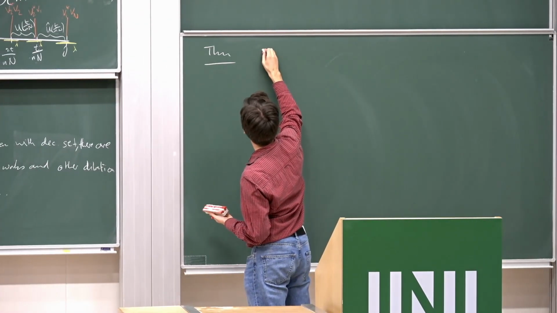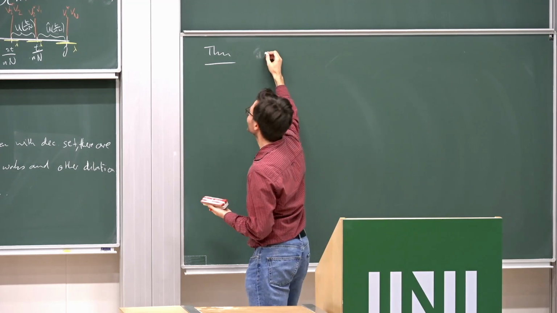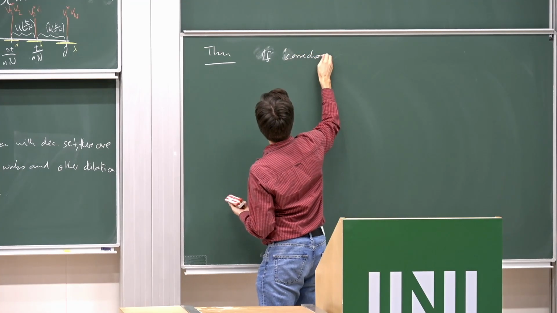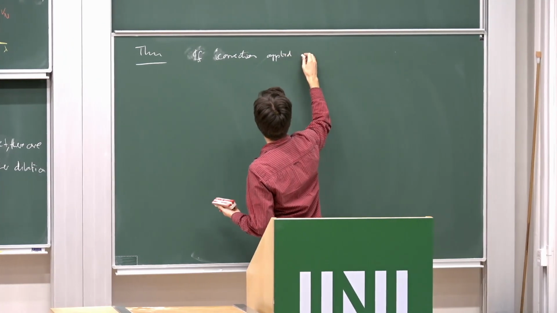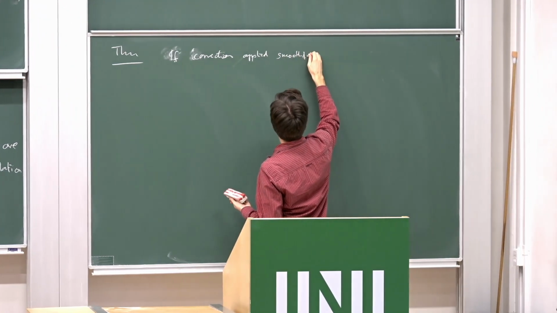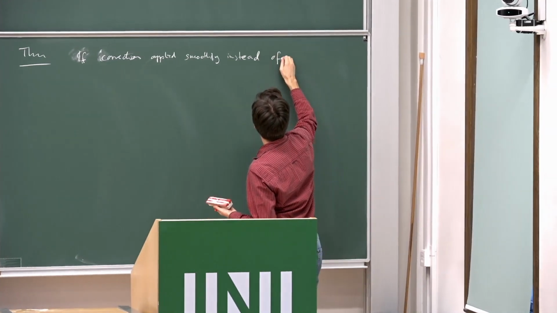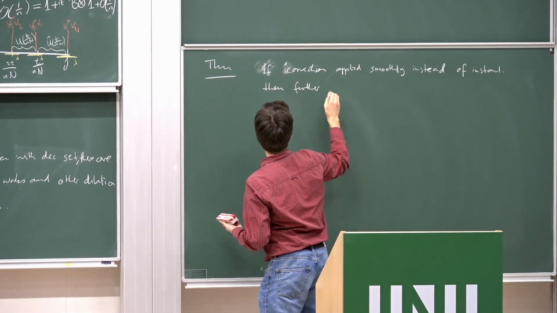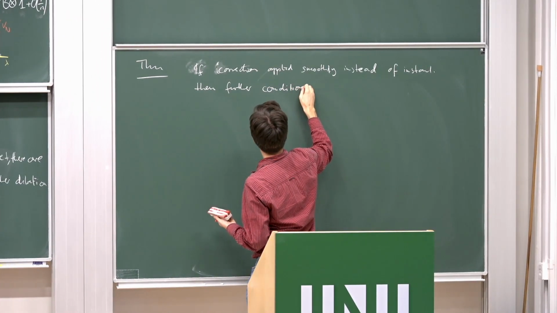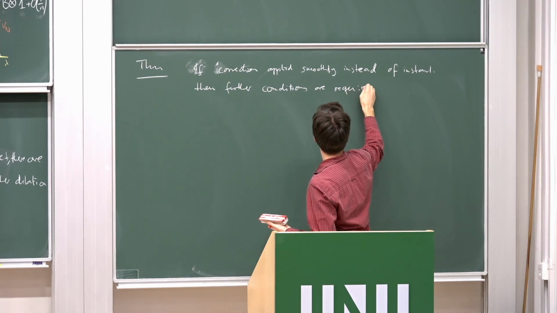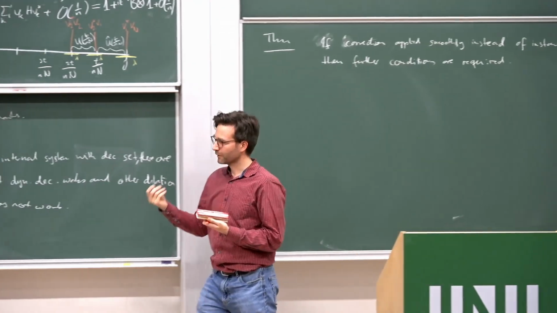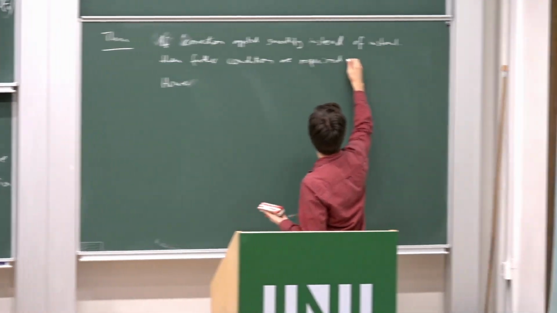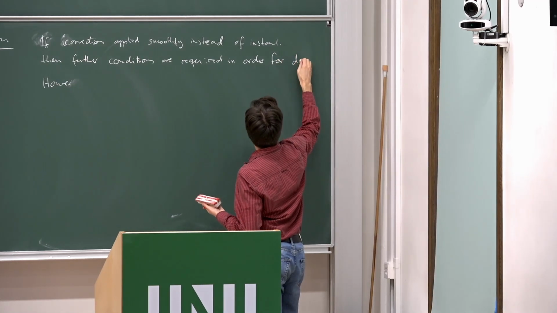And so the statement is as follows. If correction operations are applied smoothly instead of instantaneously, then further conditions are required. So again, there are models where one naturally fulfills them, but there are also models where they are not always fulfilled. However, these conditions are required in order for this to work.